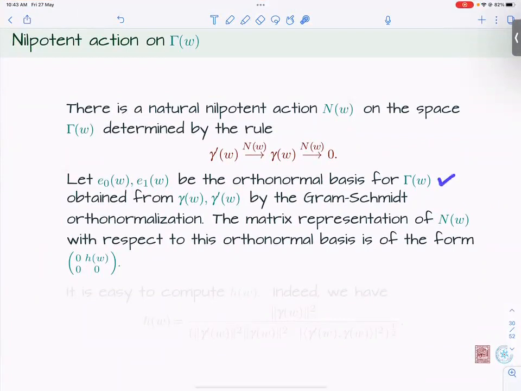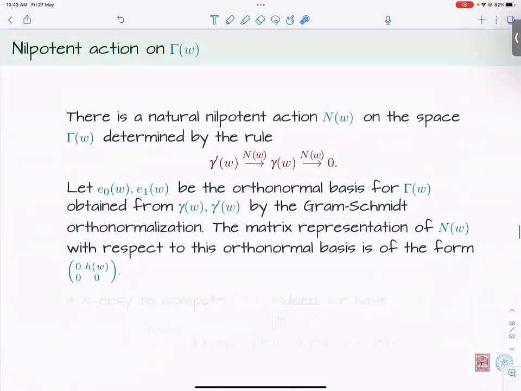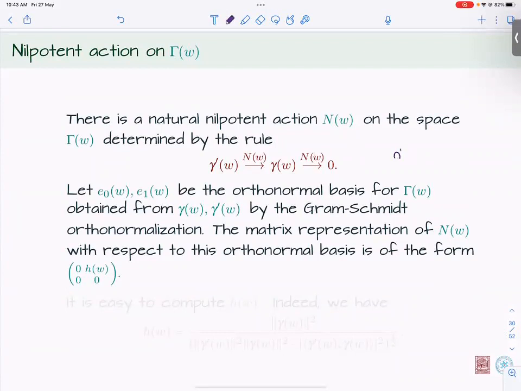Now if you take gamma omega, where, as I told you, the two vectors were gamma omega and gamma prime omega, I'm sure you can orthonormalize these two elements by the Gram-Schmidt orthonormalization. Remember that gamma omega and gamma prime omega are in a Hilbert space, which means this is actually an inner product space. Being an inner product space, you do the Gram-Schmidt orthonormalization, and there is a little bit of detail here that you need to verify for yourself. Depending on your level of sophistication, you don't have to do any computation.